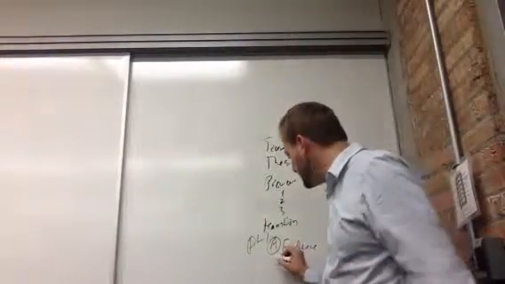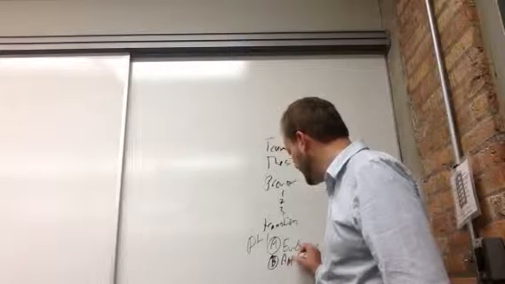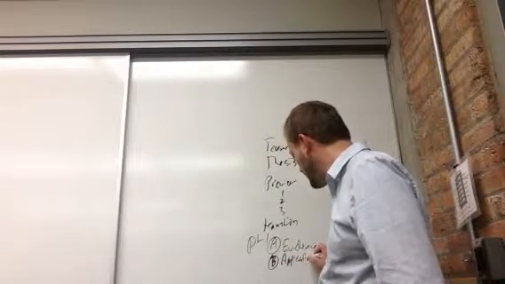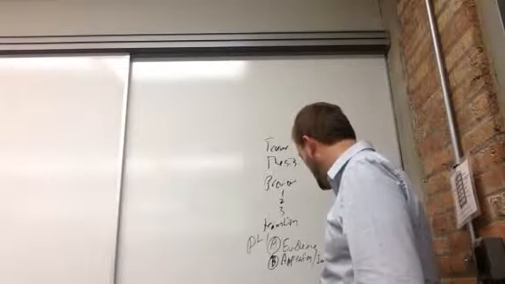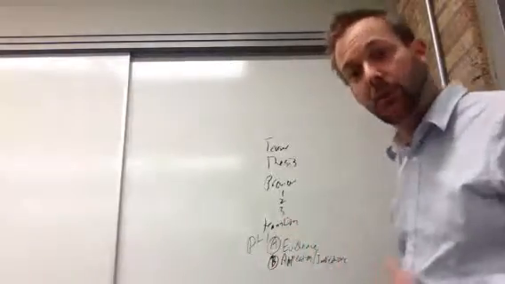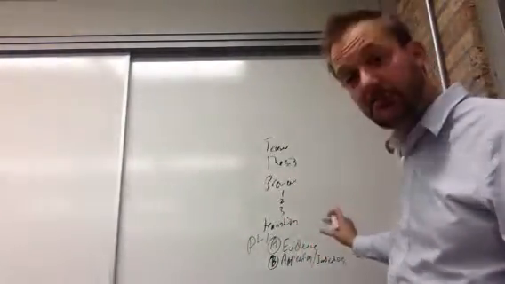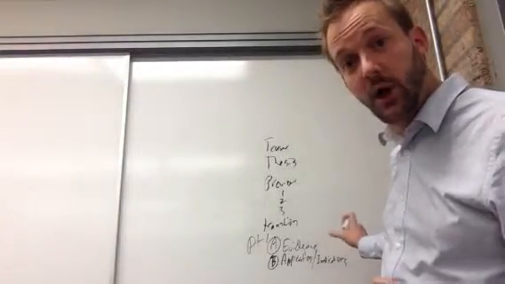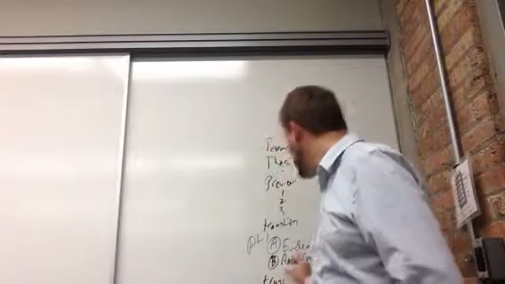So then we have B, our application and implications, okay? And what that is, we apply the point that we just made to our thesis, and then we talk about the implications of what it has to the audience, okay? We then have a transition to point 2.